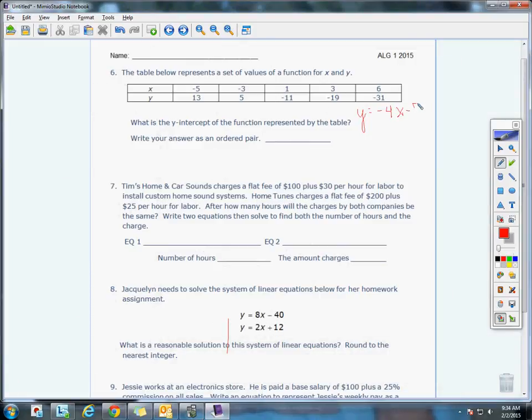The question didn't want the entire equation. All it wanted was my y-intercept. Remember, your y-intercept is your constant that you have in the back, which is a -7. As an ordered pair, we're going to put (0, -7).